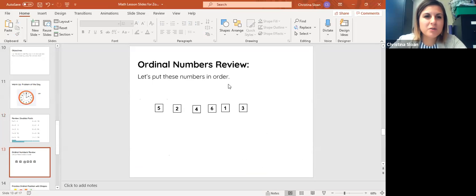And the last thing we're going to review is our orders. Who remembers when we put our numbers in order last week? And then we got into line order and we talked about who was first in line, who was middle in the line, and who was last in the line. So we're going to put these numbers in order here. Isaiah, what number comes first out of these numbers?